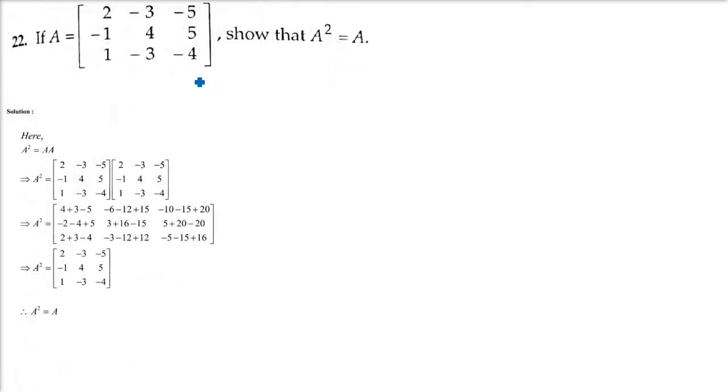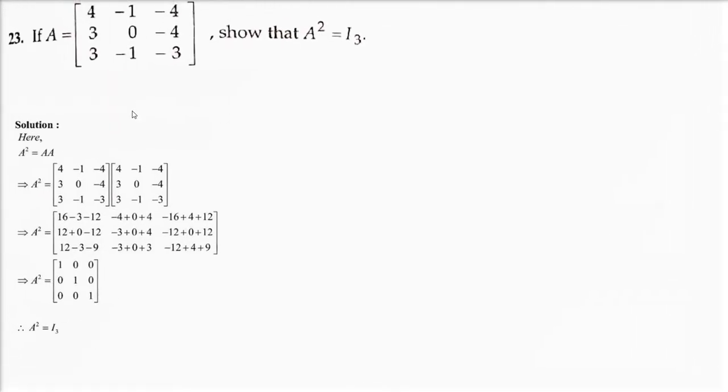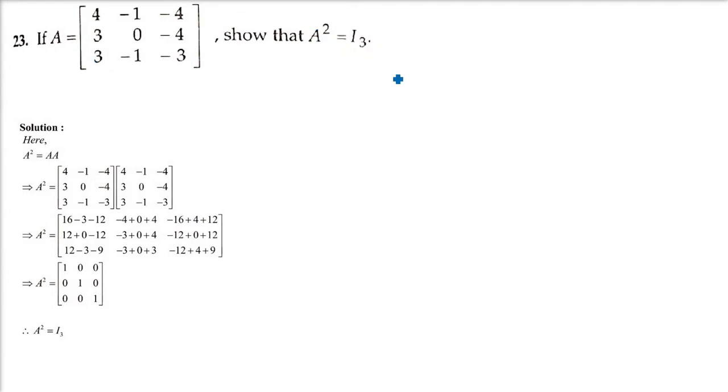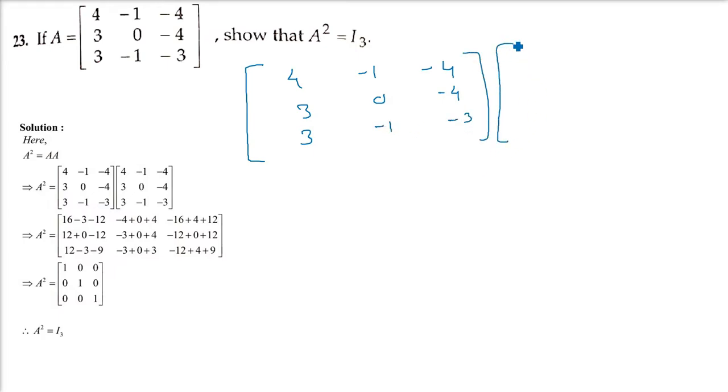Next one is A is this one, and you have to show that A square equals A. I hope you'll be able to do. You just have to multiply A twice and it will come as A, because then we have plenty of questions to do. A square equals I3. So when you do A dot A, it should come as identity. Identity is what? 1, 1, 1 in the diagonal. This is just the matrix multiplication, nothing else. So I'm just doing it for the sake of completion. I could have skipped it, but because we cannot skip all the questions, we just need to do in between some of the other questions so that you have a bit idea.